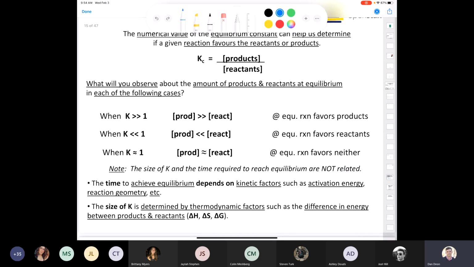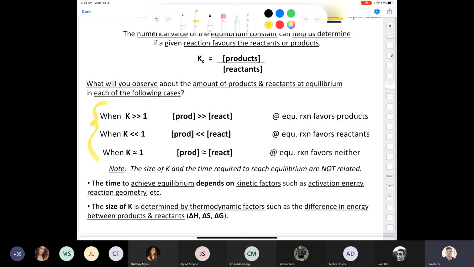And I'll skip over a lot of the details here because we've discussed it. But if K is much, much greater than 1, we can say that usually the equilibrium is going to favor the products. If it's way less than 1, then it's usually going to favor the reactants. And if it's around 1, then we could say it's not going to favor either, okay?